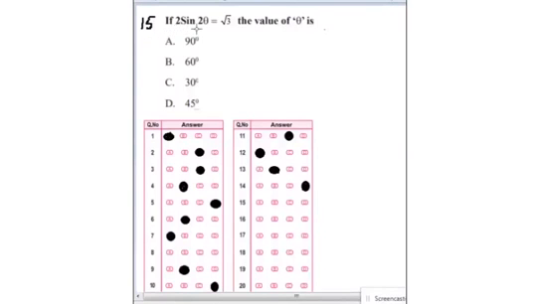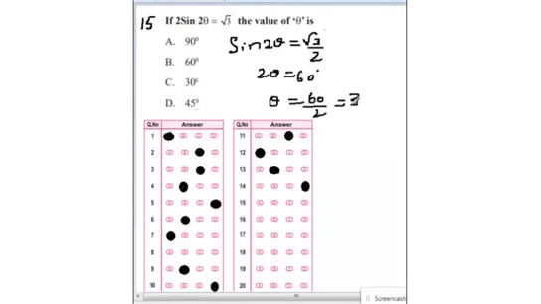15th question. If 2 sin theta is equal to root 3, then the value of theta. We all know that sin 60 is root 3 by 2. So 2 theta is equal to 60. Theta will be 60 by 2, which is nothing but 30 degrees. So the correct option for this question is 30 degrees. I'm going to shade the option C for 15th question.